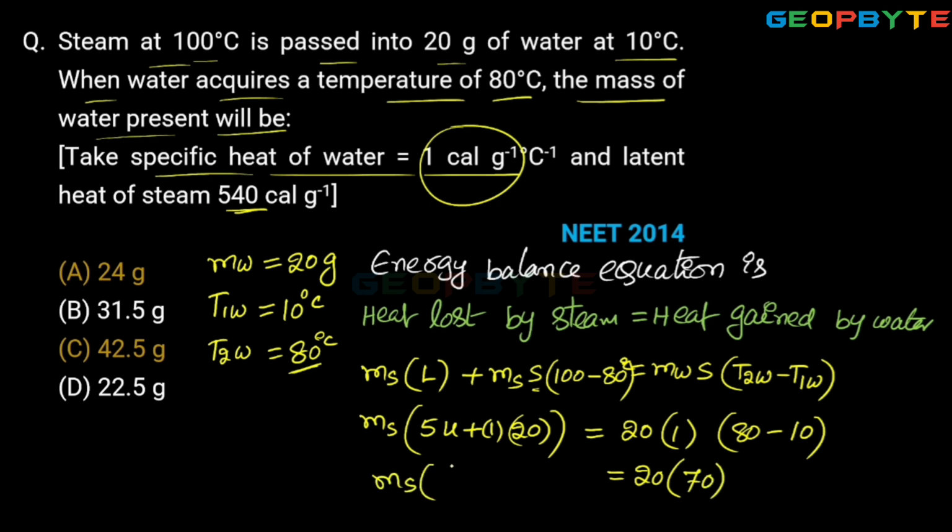Mass of the steam into 540, we should be very careful. 540 plus 20 is 560. Let me write clearly. Mass of the steam into 560 equal to 20 into 70.